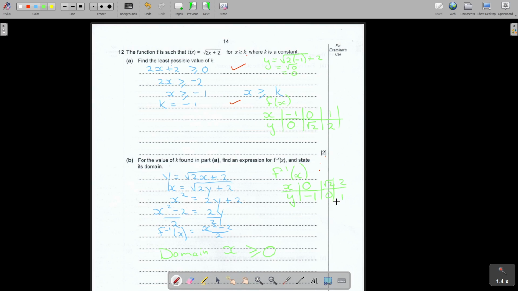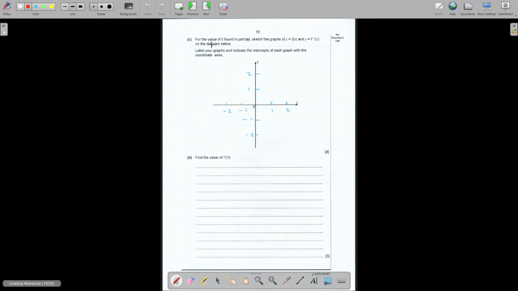And now I'm basically just going to plot those values. You can work out this square root 2 by pressing it on your calculator, just to have an idea of the decimal. Square root 2 is going to be 1.4. So just keep in mind that this is, say, 1.4, but mark it like that. So let's go to the graph again. They say find the value of k, or sketch the graph, label your graphs and indicate the intercept of each graph with the coordinate axes. Okay, so they want where it crosses at 0 and 0.